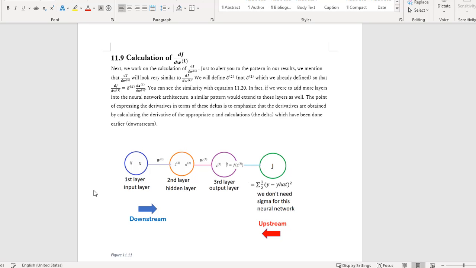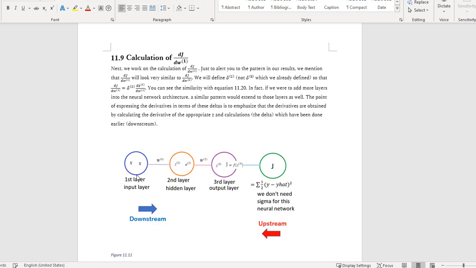Okay, we're going to go into a little bit of detail about the math and the coding now. We did a kind of overview of backpropagation. We're going to go into a little bit more detail here. First of all, just a word about the terms downstream and upstream.